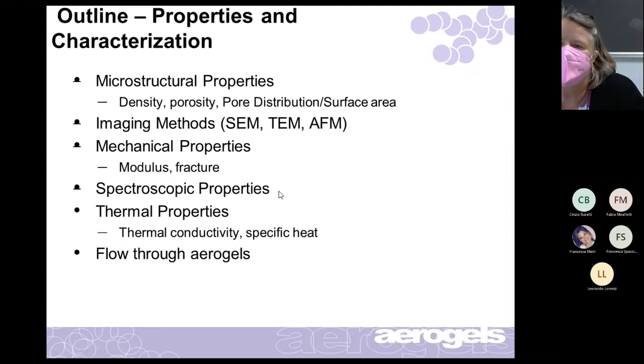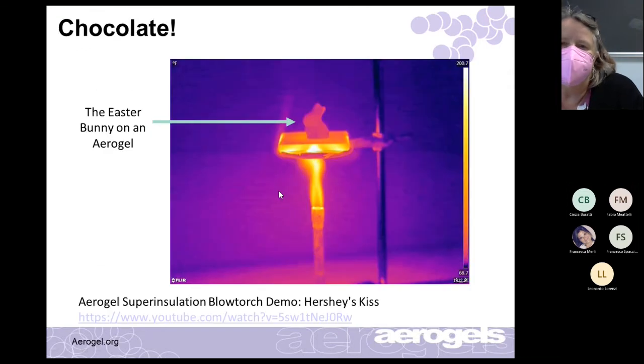Okay, so I should have got this ready. So first of all, do you have an Easter bunny in Italy? Yeah, okay, so there's an Easter bunny on an aerogel with a blowtorch, and then I thought I would just show you, we'll see if this works. It's made out of chocolate. Yes, it is a chocolate bunny, yep.